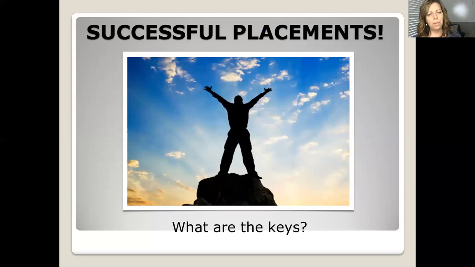Okay, so those are some of the pitfalls. Let's talk about some successful things we can do. It is awesome when you realize, I did this correctly and it worked out. So let's talk about some things that make this really successful when we place people in the right place and we do it right. Okay, so what are those keys?